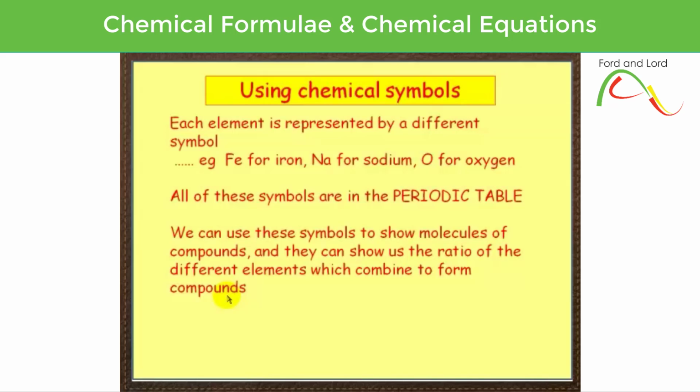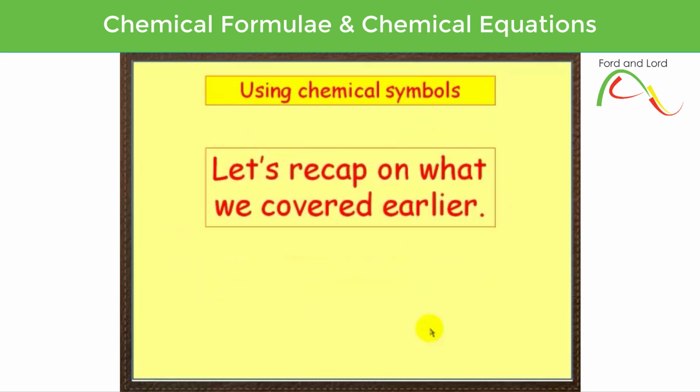Okay, bit of a mouthful, let's go back. We can use symbols to show molecules of compounds, and they can show us the ratio, that is, numbers of different elements which combine to form compounds. Hope you're not confused. Let's have a look. H2O. Remember that one? Water. CO2. Carbon dioxide. NH3. Ammonia.